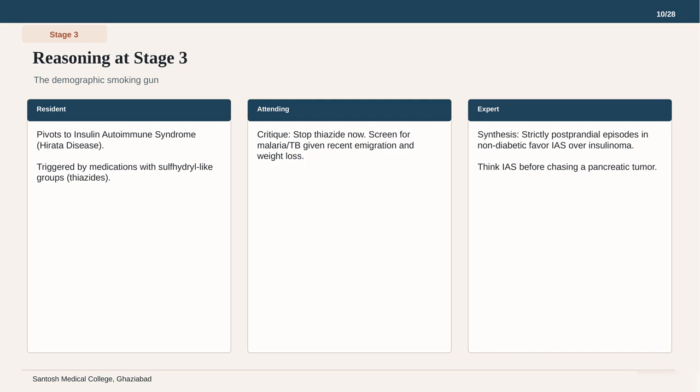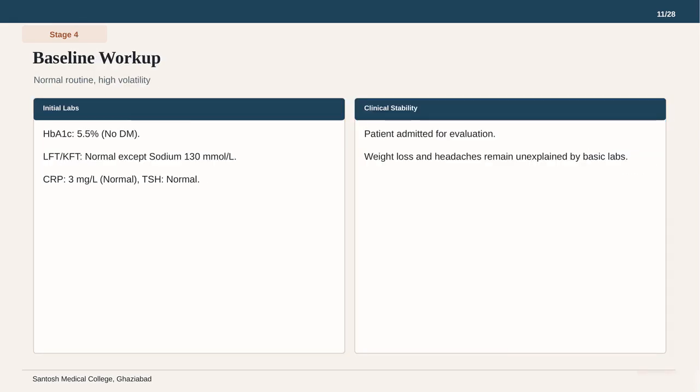With these hypotheses established, we must look at the results of her initial hospital workup. Looking at the initial labs panel on the left, the results are mostly unremarkable. Her hemoglobin A1C is 5.5%, confirming she does not have underlying diabetes. Her liver and kidney function tests are normal, aside from a mild hyponatremia with a sodium level of 130 millimoles per liter. Inflammatory markers like C-reactive protein are low, and her thyroid function is completely normal.